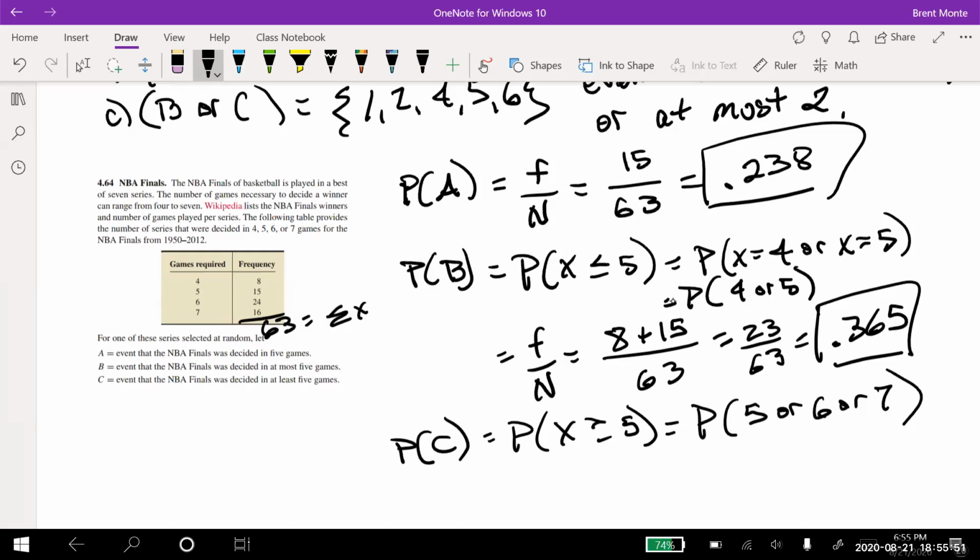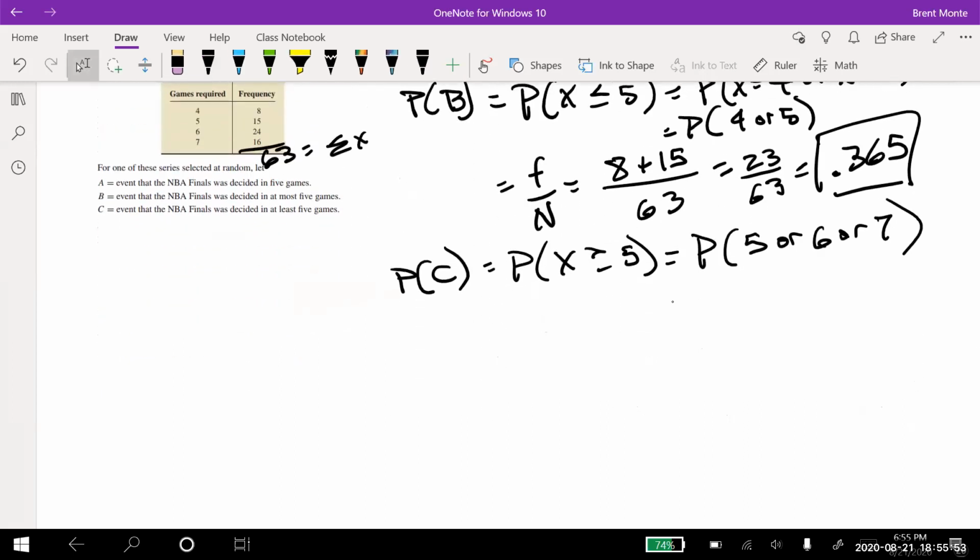Notice these are just mutually exclusive. So the series ends in 4 games or 5 games or 6 games or 7. It can't end in 2 of those at the same time. We can't say, oh, this year it ended in 4 games and in 6 games. That makes no sense. So we're just going to add those up. We're actually going to see this as a formula very shortly. But again, F over N. So I'm going to say 5 or 6 or 7. Well, there were 15 that were 5 games, 24 that were 6 games, and 16 that ended in 7 games.